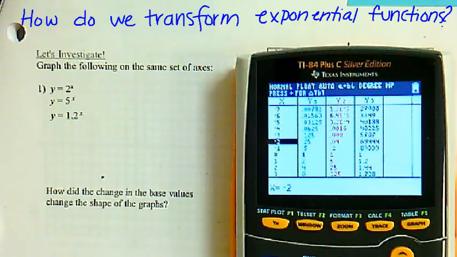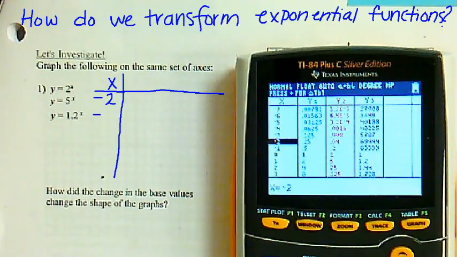So the next thing I'm going to do is draw my table. Okay, so I'm going to do my x's. So all my x's are going to be the same. So I'm going to go from -2, -1, 0, 1, 2. Okay, and then I'm going to make all of these in a different color. So bear with me.